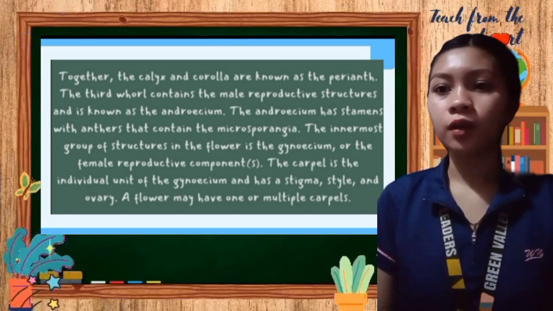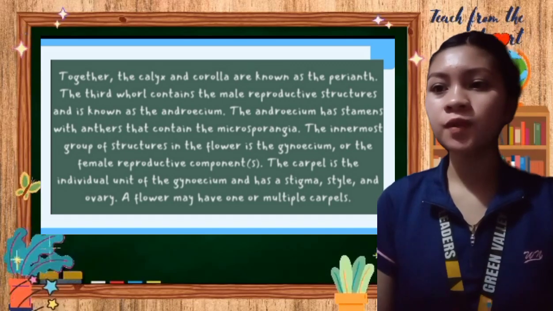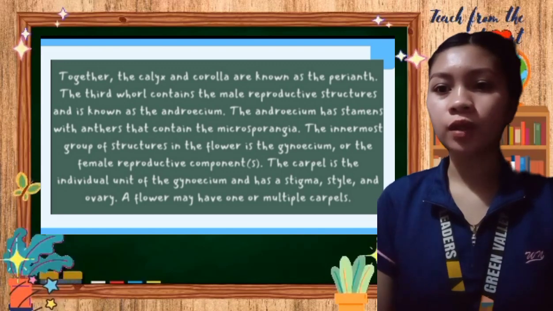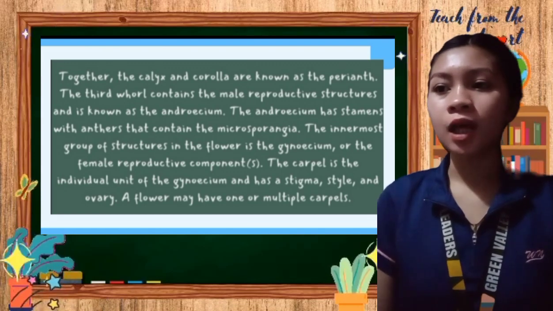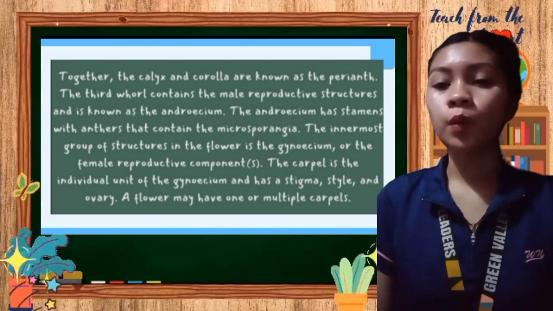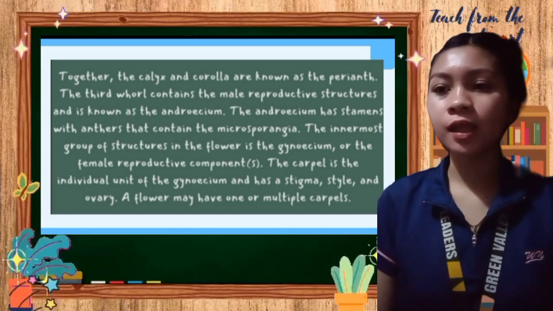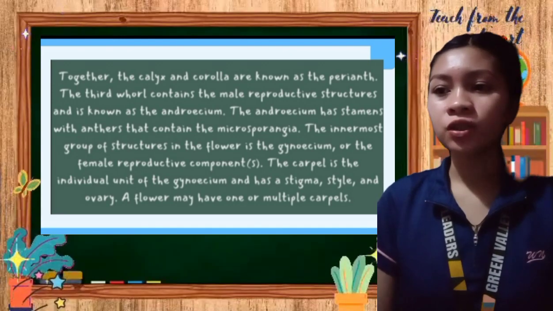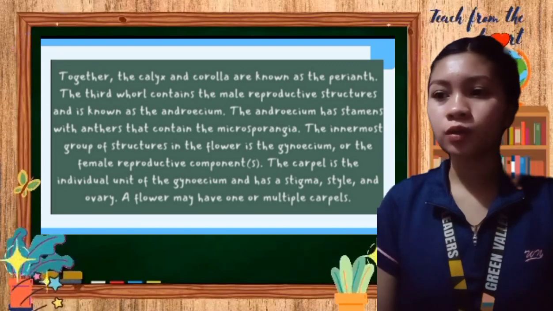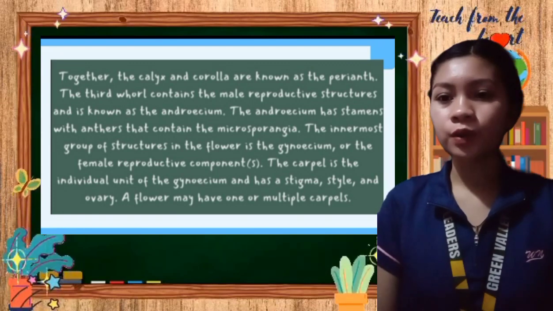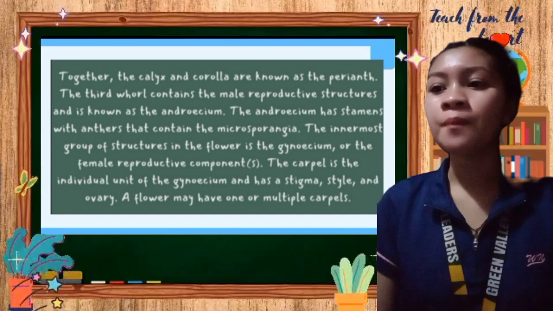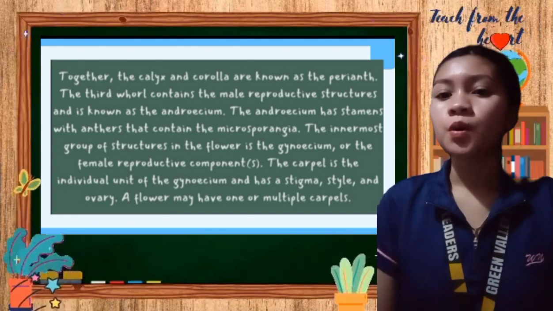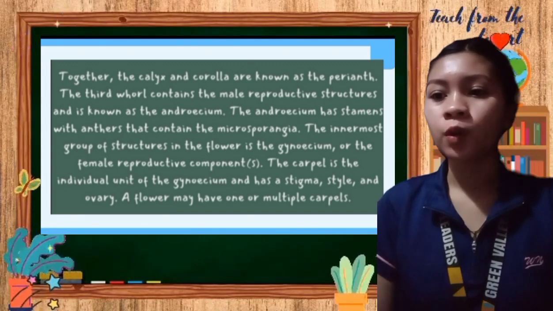The third whorl contains the male reproductive structure and is known as the androecium. The androecium has stamens with anthers that contain the microsporangia. The innermost group of structures in the flower is the gynoecium, or the female reproductive component.